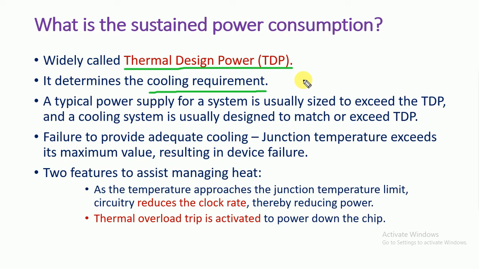A typical power supply for a system is usually sized to exceed the TDP. So it can exceed the thermal design power, and after exceeding that, automatically a cooling system must be available. So the cooling system is the solution for the sustained power consumption present in a computer system. Every computer, desktop, PC, laptop, all the devices have an internal fan, which is a cooling system just for avoiding the additional sustained power being consumed by the device.